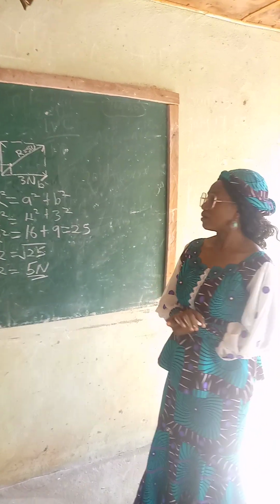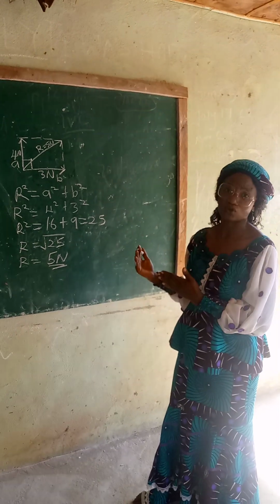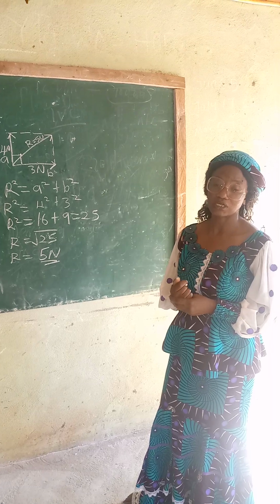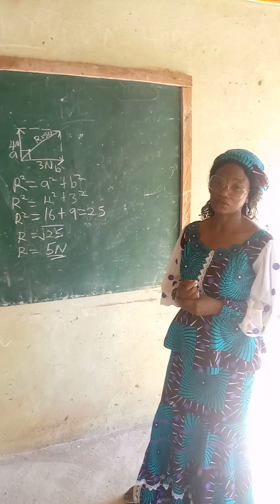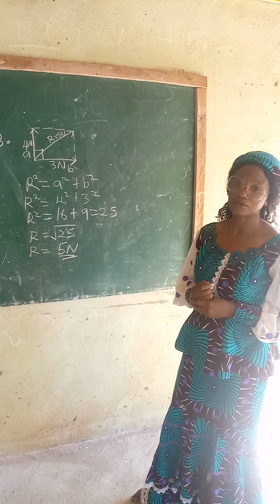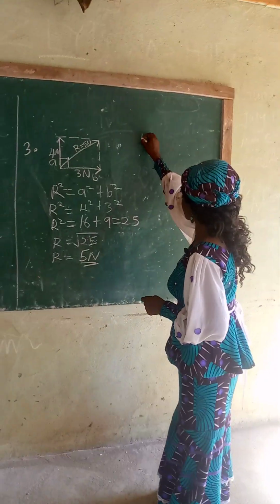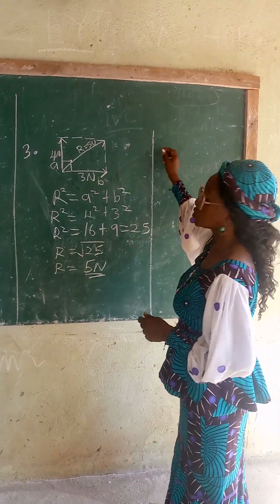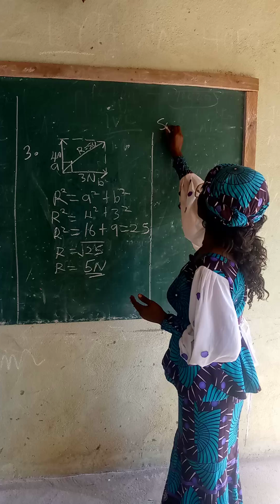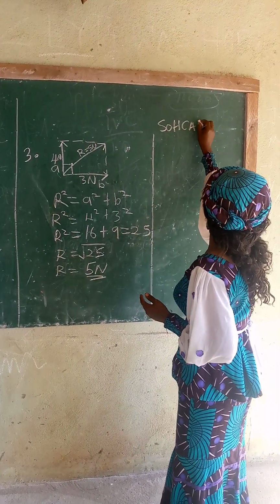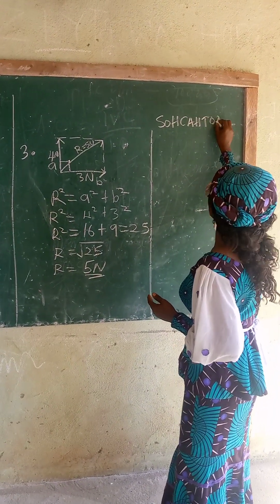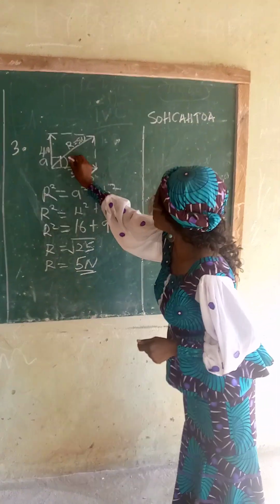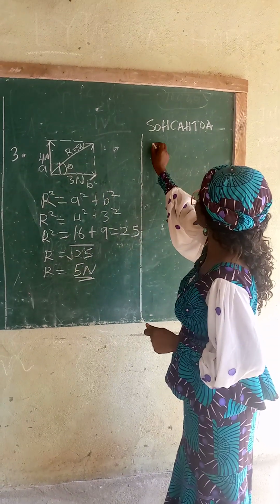Now, if you have this kind of vectors that are inclined at 90 degrees or perpendicular to each other, and you are asked to find the direction, we can also find the direction. So let's use what we have here. You remember your SOHCAHTOA? Using SOHCAHTOA, we can find the direction. So this is the direction. Let's say this is theta. You can find the direction using what?